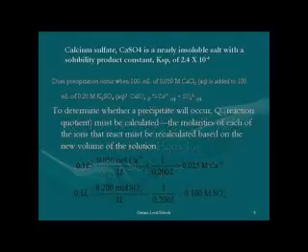To determine whether a precipitate will occur, we have to calculate Q, which is known as the reaction quotient. The molarities of each of the ions that react must be recalculated based on the new volume of the solution. So we take the volume in liters of the original solution times the original molarity in moles per liter. When we do that, the liters cancel, and we get the number of moles of the ion. We then divide that by the new volume of the solution, which in this case is 0.2 liters, and it gives us the new molarity of the ion.